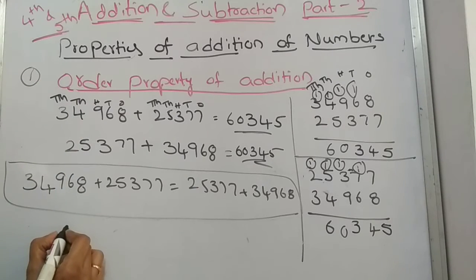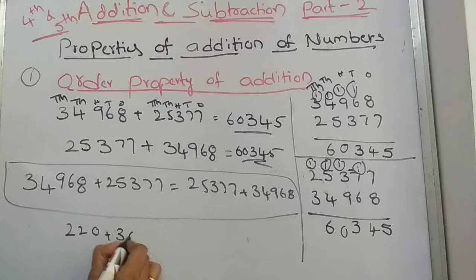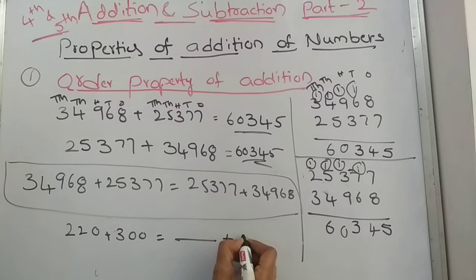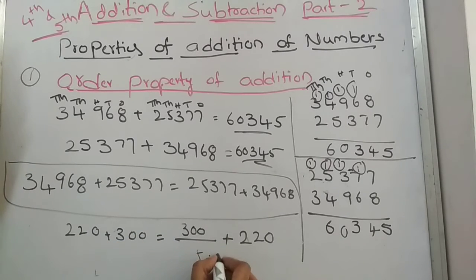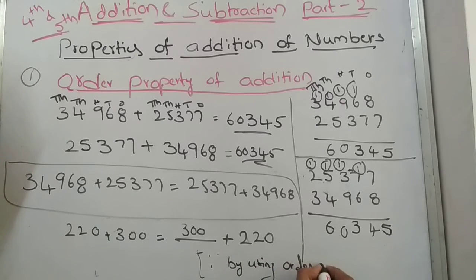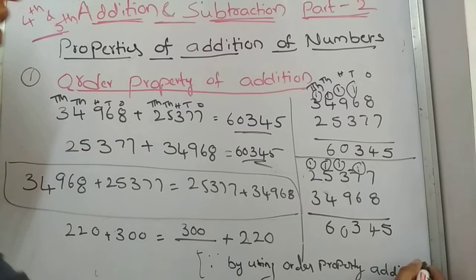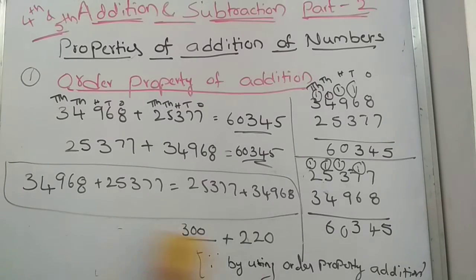Suppose they are asking 220 plus 300 equal to dash plus 220. What do you write here? See, order property of addition. By using the order property of addition, 220 plus 300 equals 300 plus 220. Which property are you using? By using the order property of addition, like this. They ask this type of question. Order property of addition. Now it's clear, right, everyone? Then next we will go to the next topic.